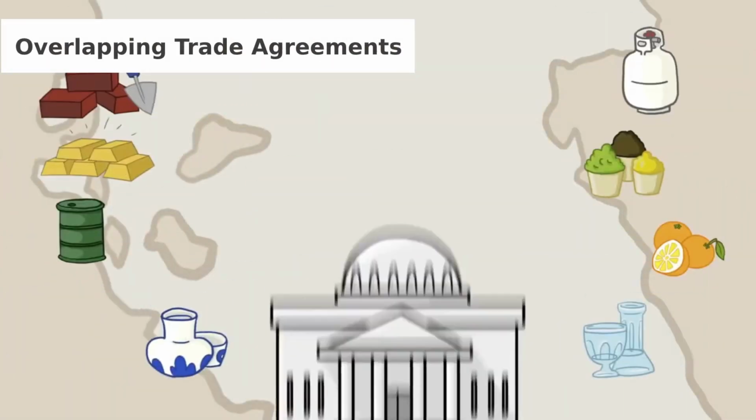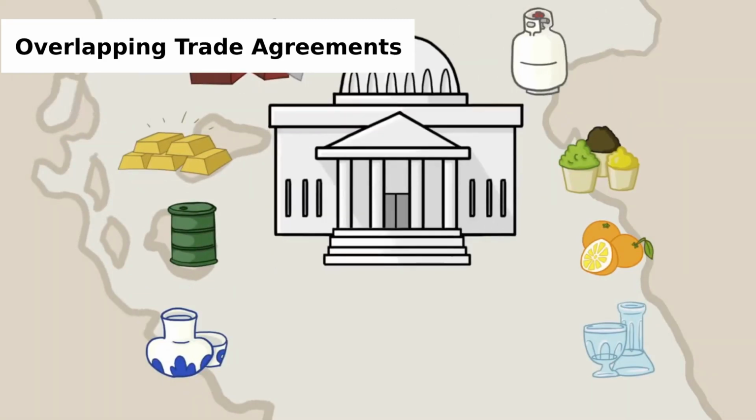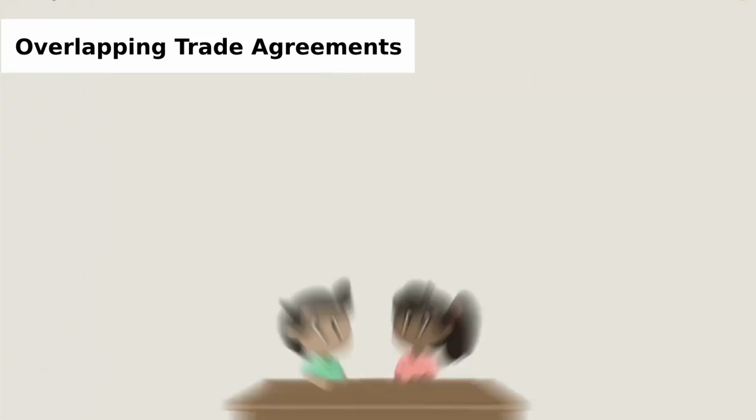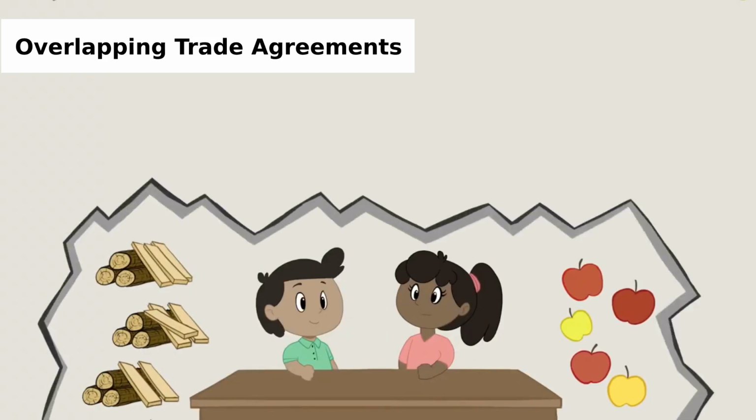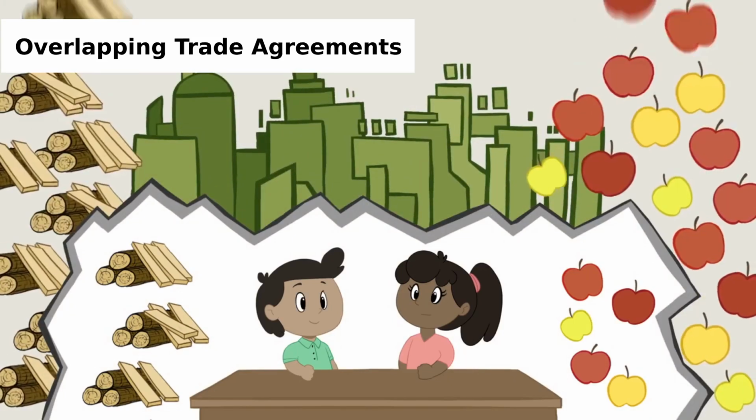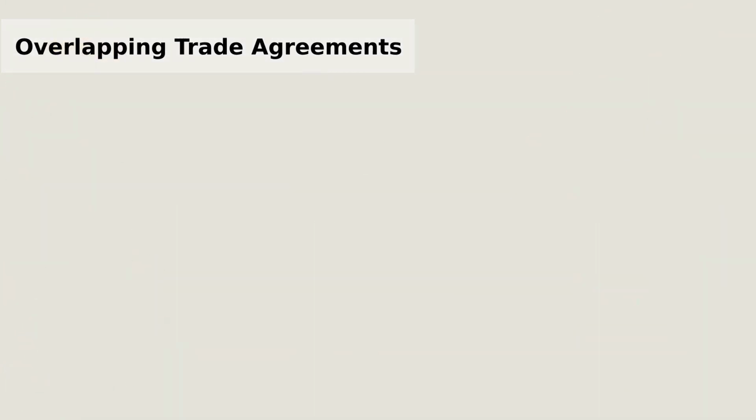The third one is overlapping trade agreements. The presence of overlapping trade agreements complicates the trade regime within CEMAC. Member countries are part of multiple agreements like the Economic Community of Central African States, which aims to create a free trade area, adding complexity to trade policies.